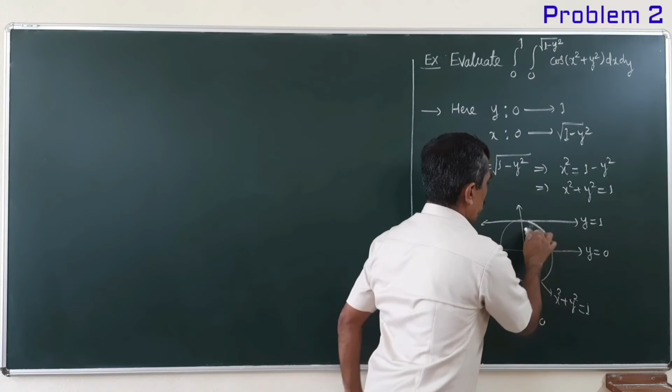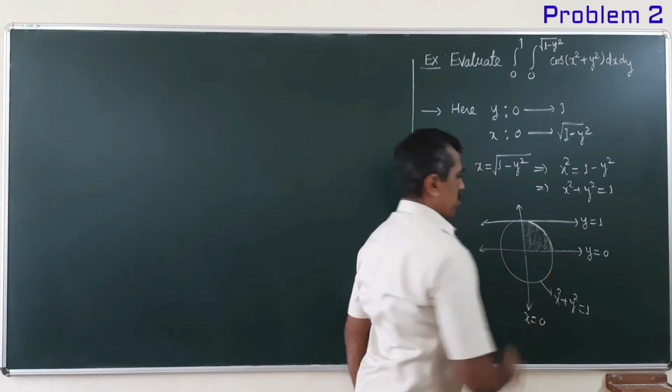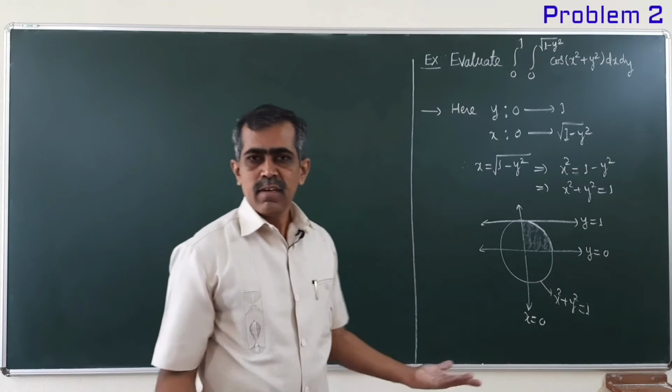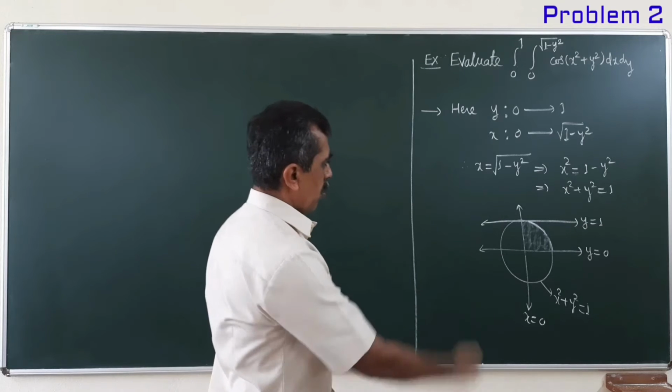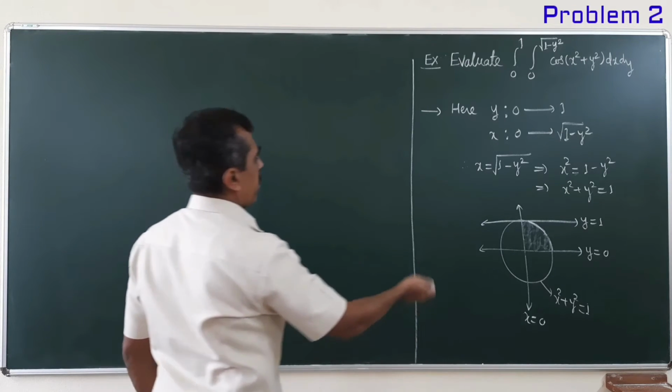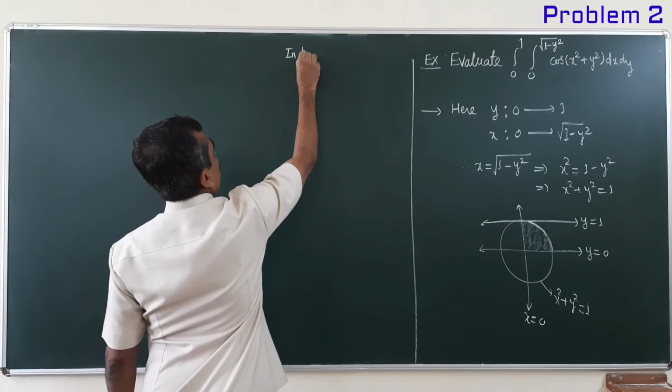So what is our domain? Domain of integration is this first quadrant, the first quadrant of this circle. So what are the limits now in polar coordinates? First of all, we will go to polar coordinates.